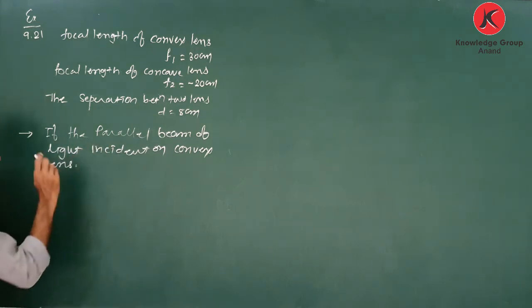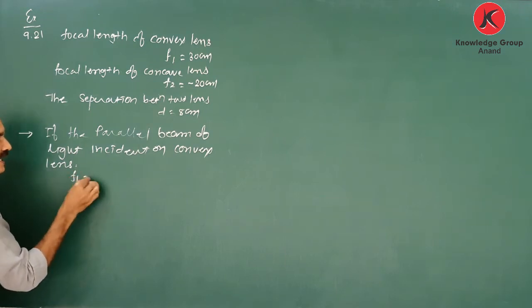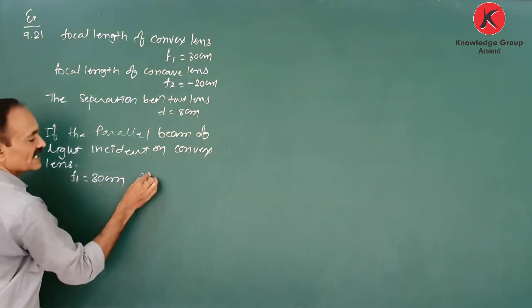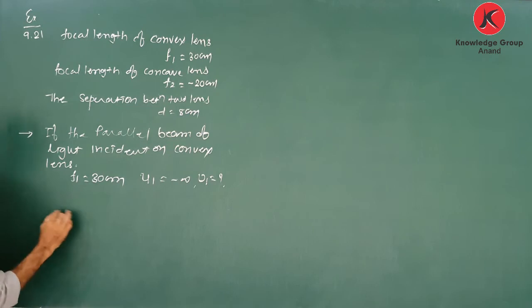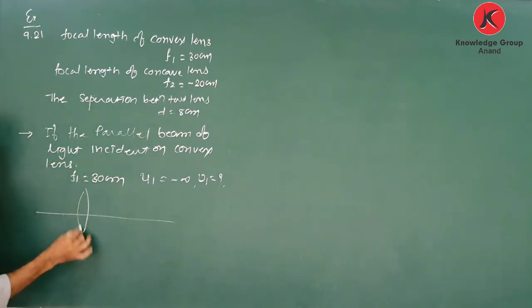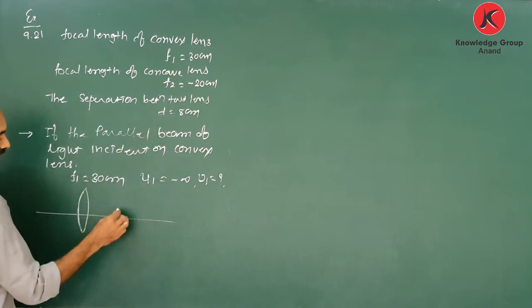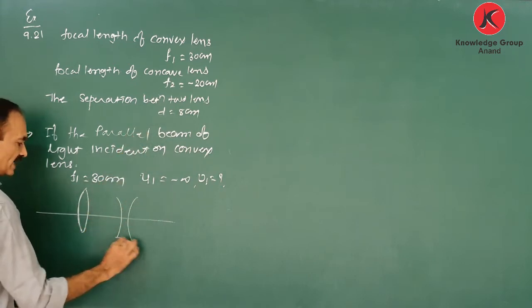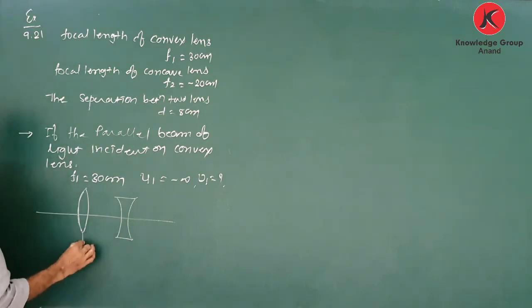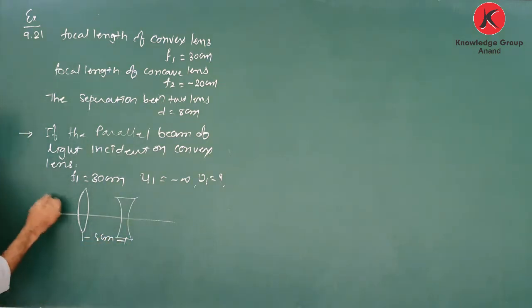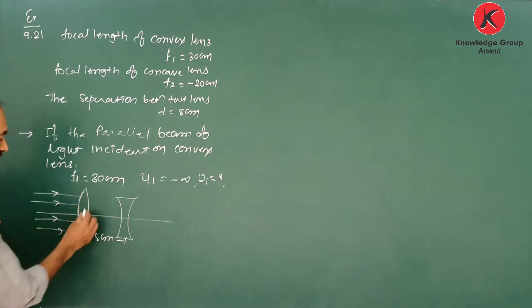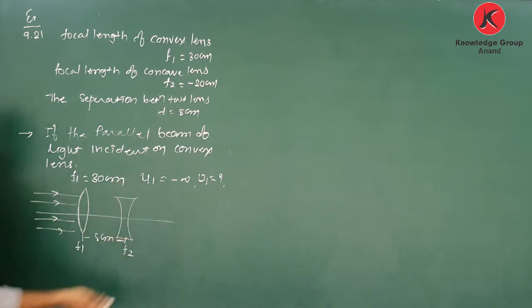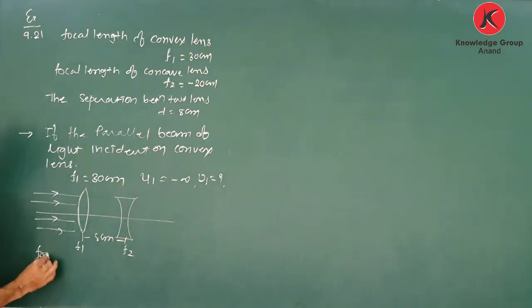Therefore, for the convex lens here, the focal length f1 is 30 centimeter, and object distance u1 is equal to minus infinity. We have to find out v1. Actually, here there is a convex lens, and after 8 centimeter the concave lens is placed. The separation is 8 centimeter, and the parallel rays are incident on the lens. So in that case, f1 is for the convex lens and f2 is for the concave lens.